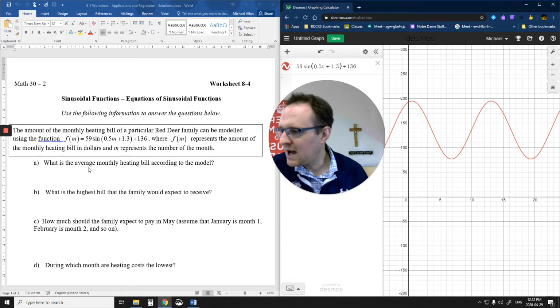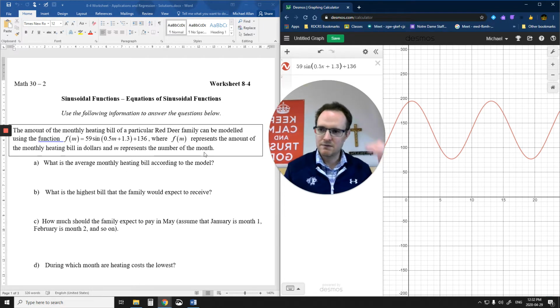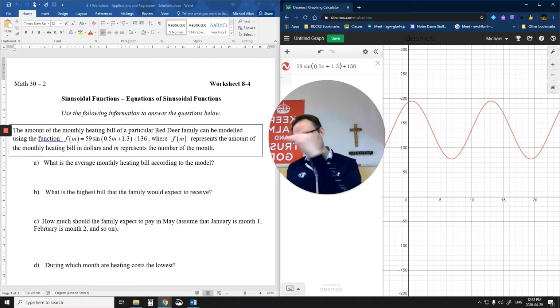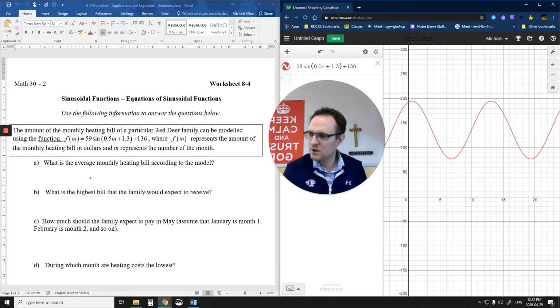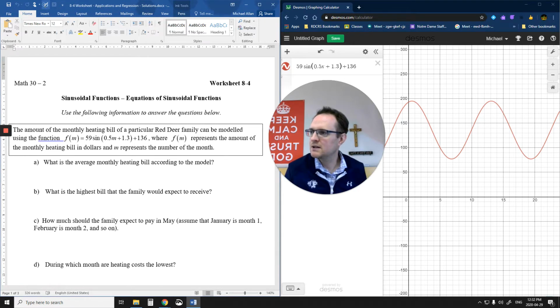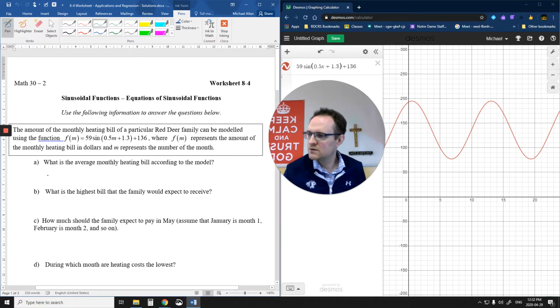So what is the average monthly heating bill according to this model? Well, you could think about the average being the middle of this line here, halfway between the max and the min, which is also just the midline. So this is just going to be the midline. So I'll write that in here. So this will just be the midline of 136. And F represents the amount in dollars, so it's $136.